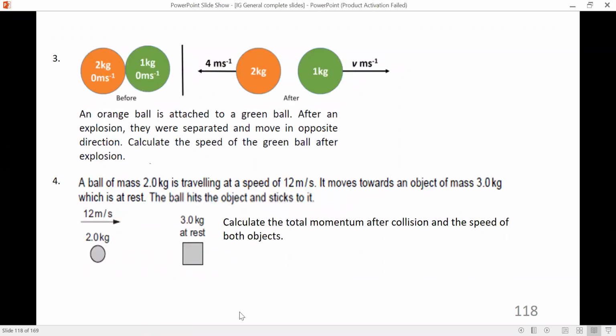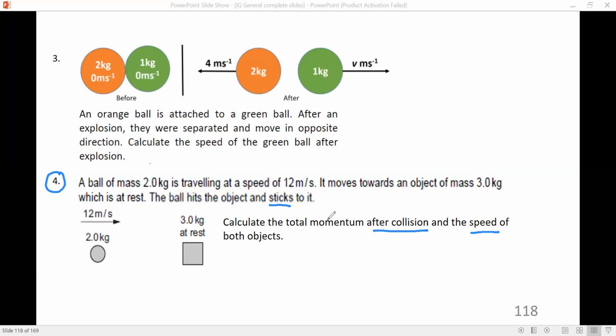Let's try another question. This is from an IGCSE past paper. A ball of mass 2 kg is traveling at a speed of 12 m/s, and it moves towards a 3 kg object which is at rest. The ball hits the object and sticks to it, so they will be moving together after the collision. The question is to calculate the total momentum after the collision and the speed of both objects. The first one we want to find is the total momentum; the second is the speed after the collision.